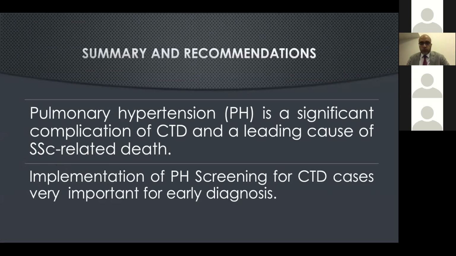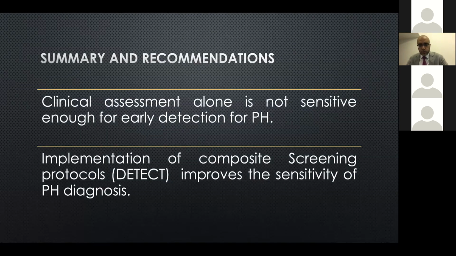Finally, we have the summary and recommendations. Pulmonary artery hypertension is a significant complication of connective tissue disease and a leading cause of death, especially in scleroderma. Implementation of screening methods in such a group of patients is very important for early pickup and diagnosis. Clinical assessment alone is not a sensitive screening tool in such patients, and the best approach is implementation of a composite scoring protocol, especially the DETECT protocol, which has good sensitivity for early detection of pulmonary artery hypertension.